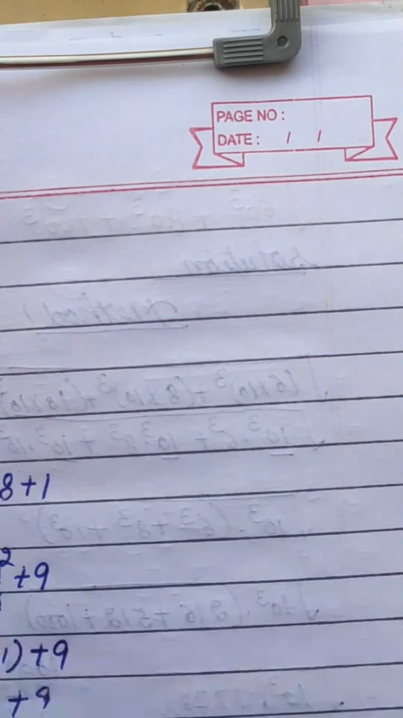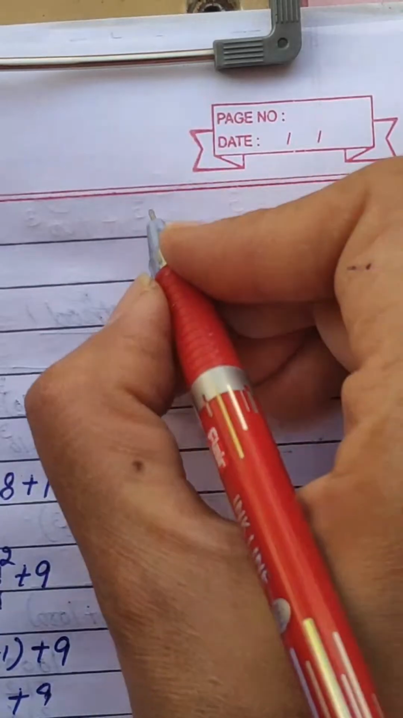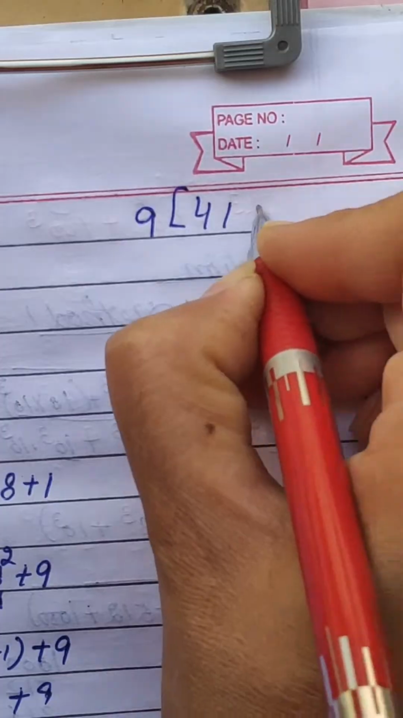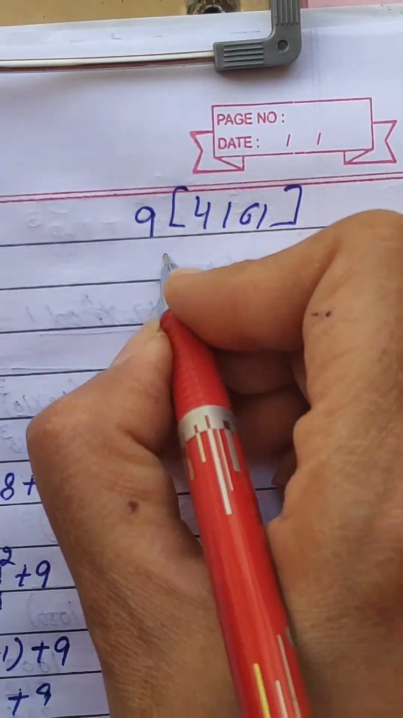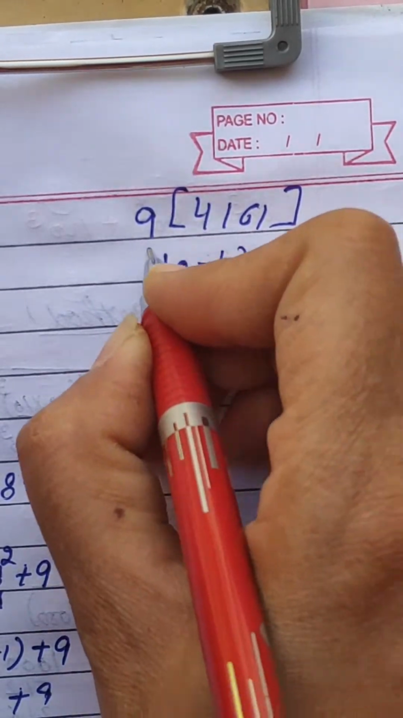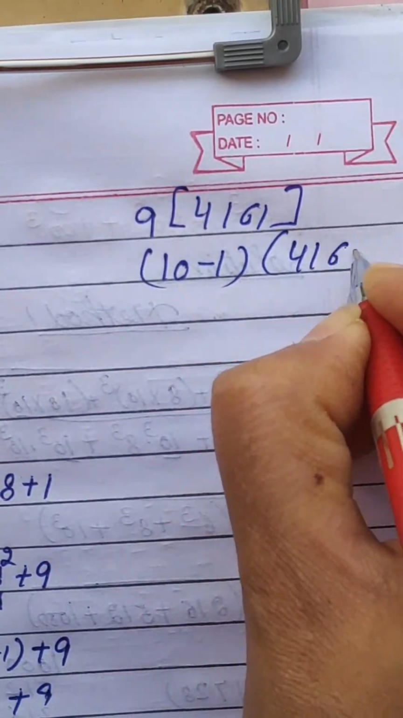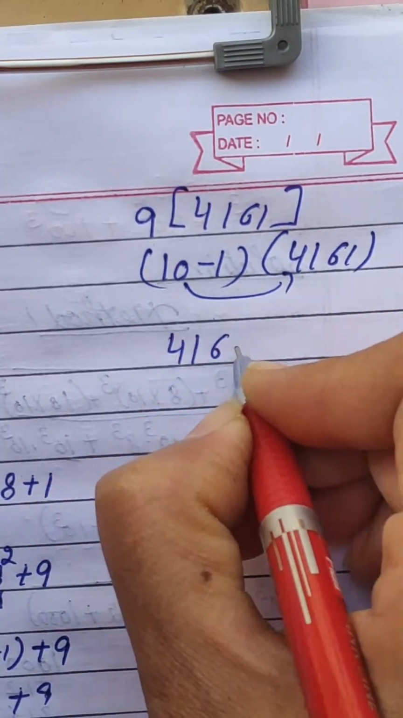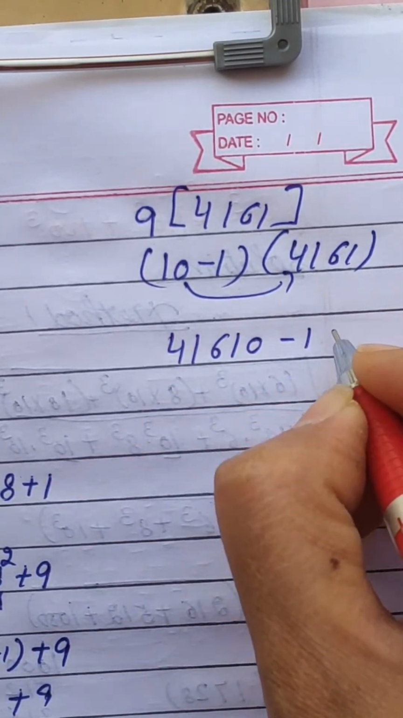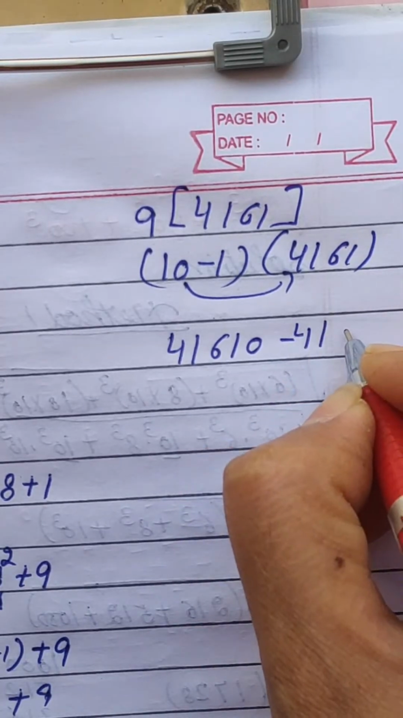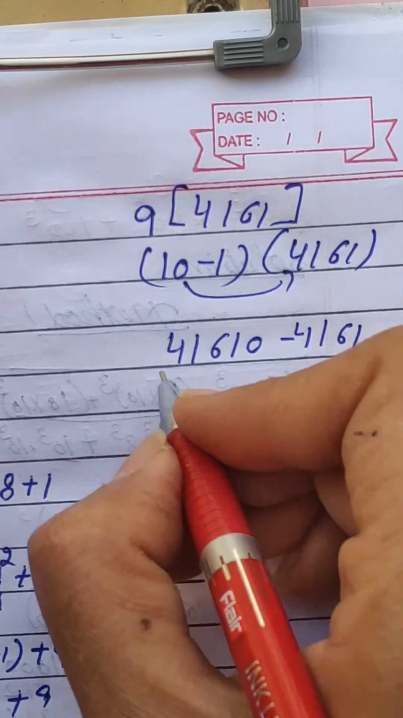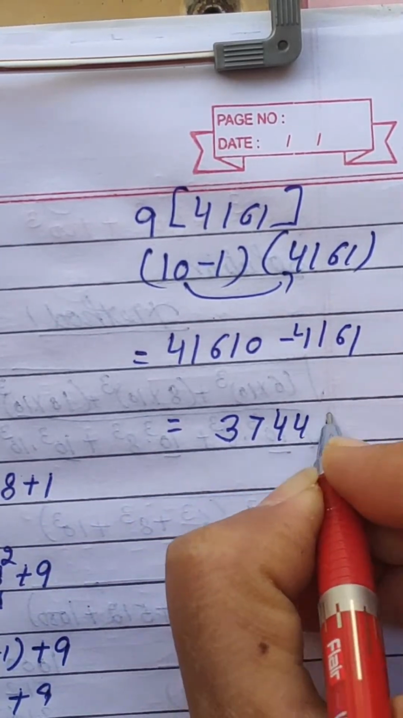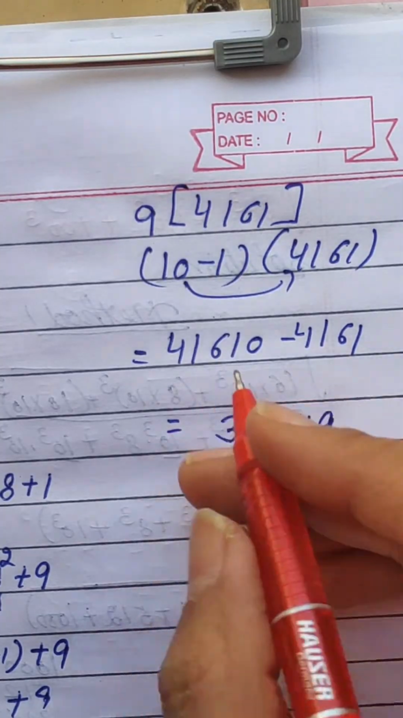So here because 9 times 4161 was there, we can write 9 as 10 minus 1 and 4161. So we just multiply this: 41610 minus 4161. So we get 37449. So that will be the answer.